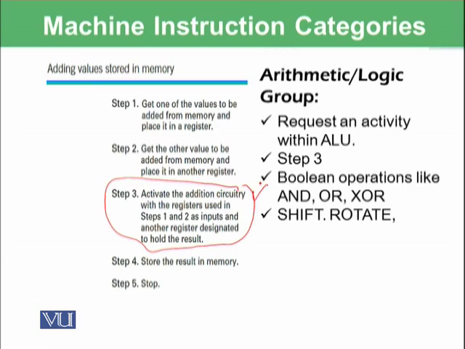And it is not only addition, subtraction or multiplication that is done in the arithmetic logic unit. In fact, there are some other operations as well which are performed in the ALU. For example, AND, OR and exclusive OR. These are the Boolean operations you learned in some of the previous modules. And then there are shift and rotate, which are also performed in the ALU, and we will learn about shift and rotate in the next modules.